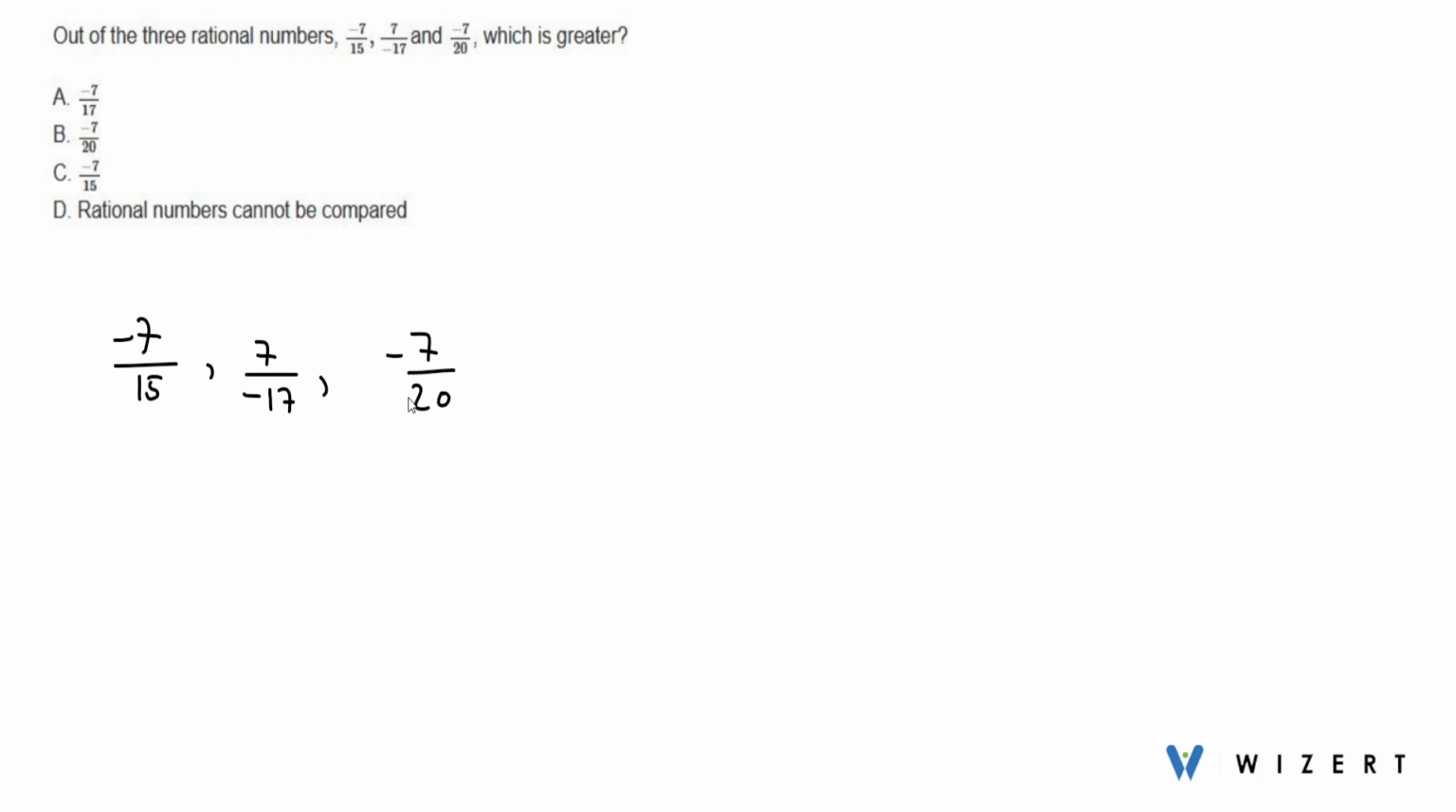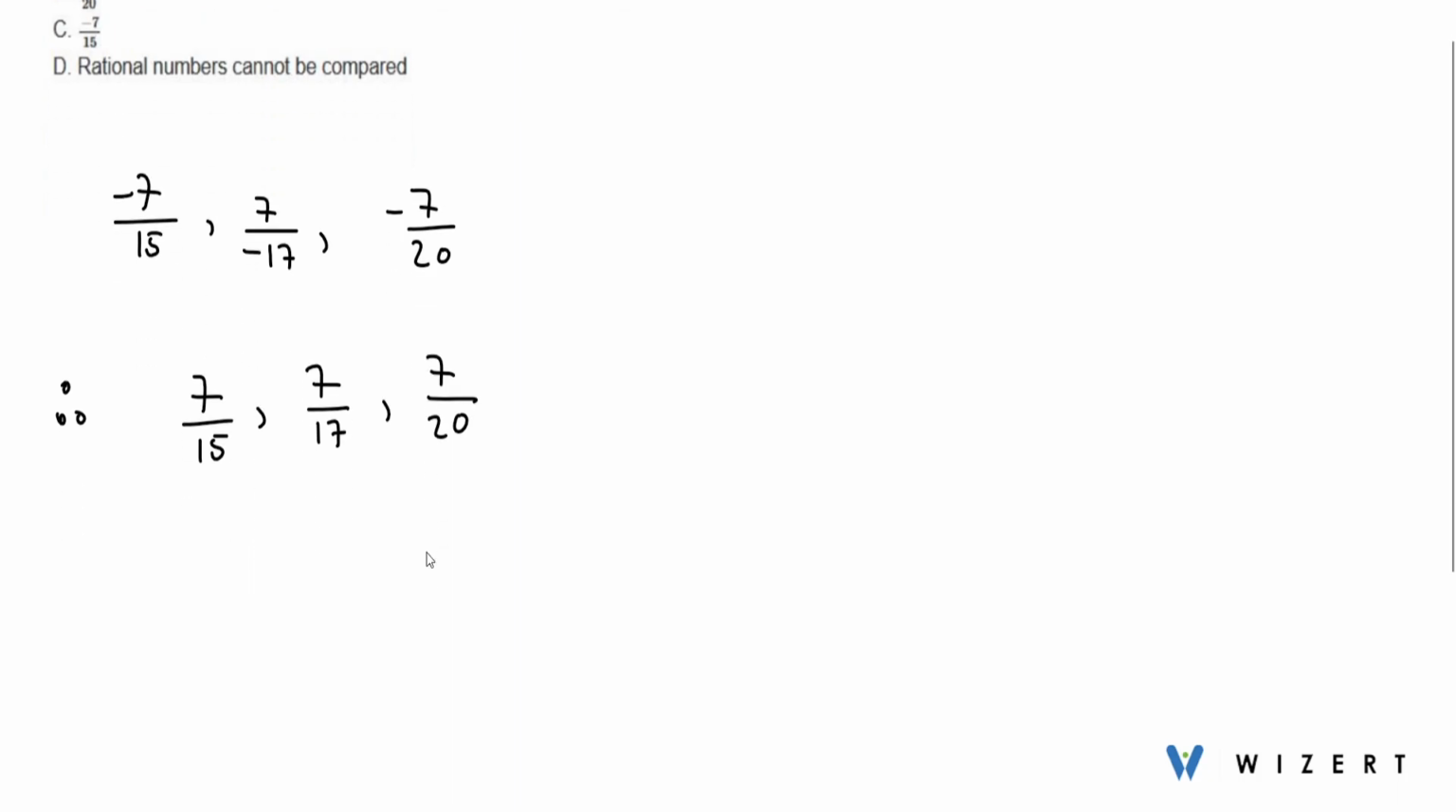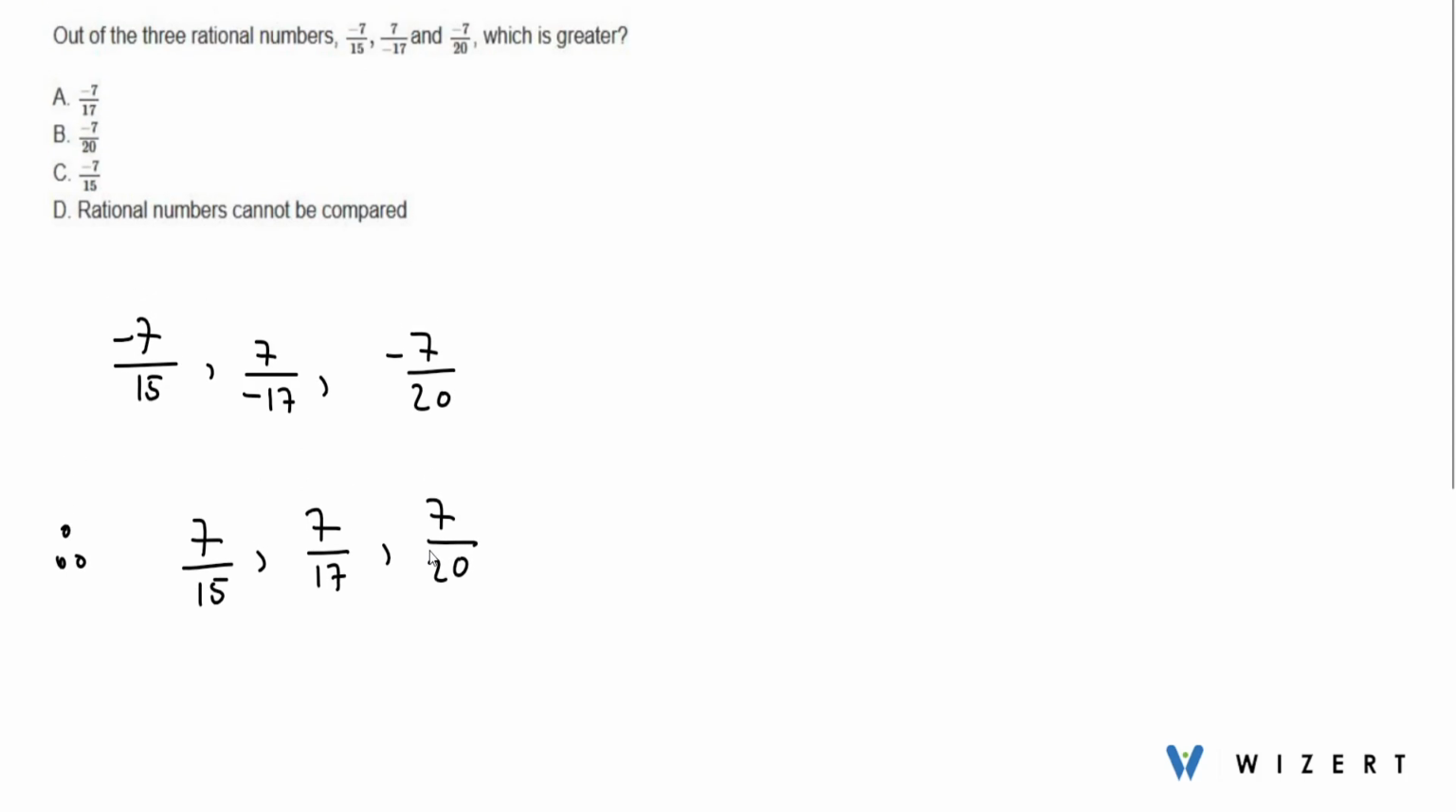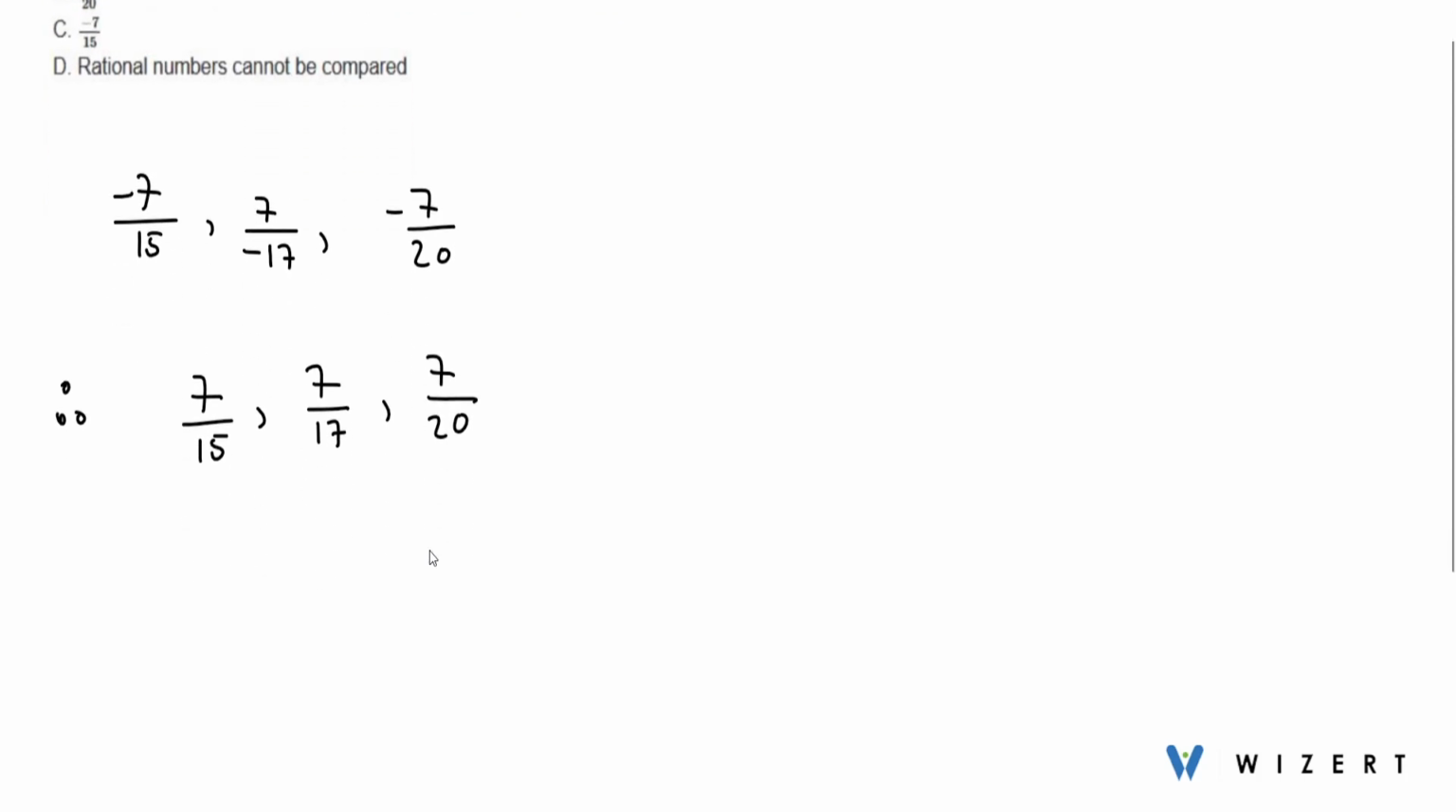Now in order to make the question a bit simple, what we are going to do is we are going to remove the negative signs and we are going to deal with all the positive numbers, that is 7 upon 15, 7 upon 17 and 7 upon 20. Now we are going to arrange these numbers in ascending order. So look carefully, what do you see?